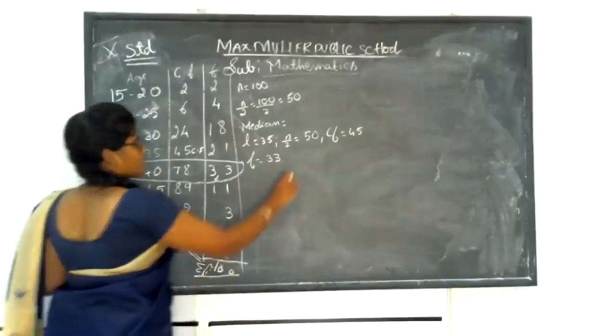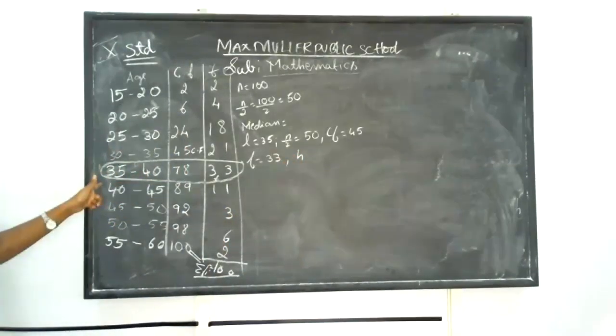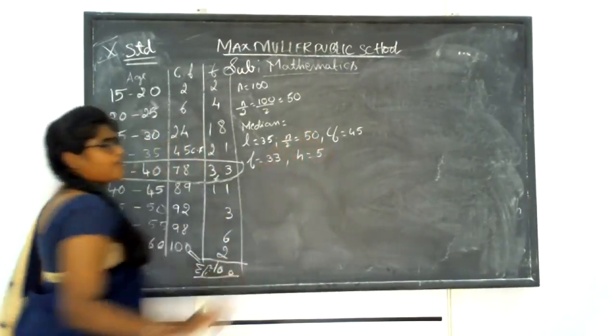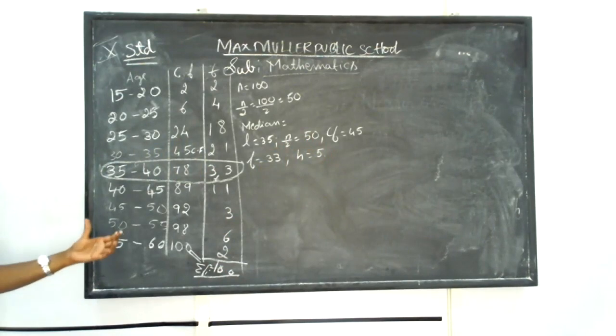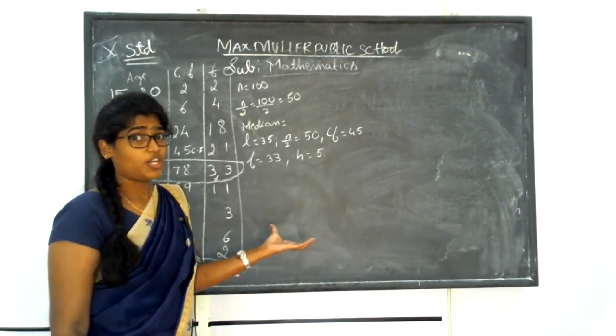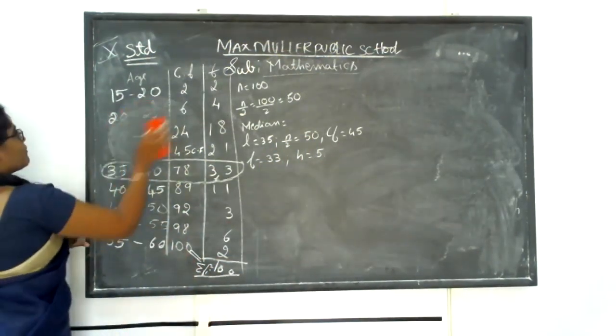Correct? And h, what is the class size you have? h is equal to 40 minus 35. 40 minus 35 is what? 5. Clear? If all the given data have been given, you are going to just substitute in the formula and do it as homework. You should complete your homeworks and come. Or else, the fourth one.